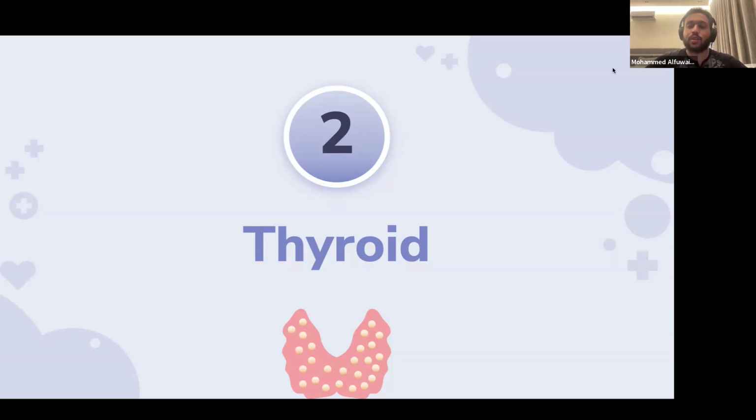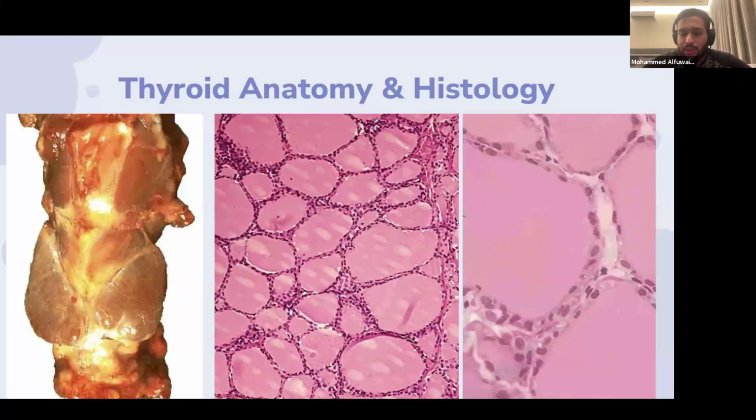Okay. So now the thyroid gland, which is, in my opinion, probably the funnest part of endocrine, has a lot of diseases, and it all just makes sense. So to start with the thyroid, let's talk about the anatomy and histology. The thyroid is in front of the trachea. It has two lobes.